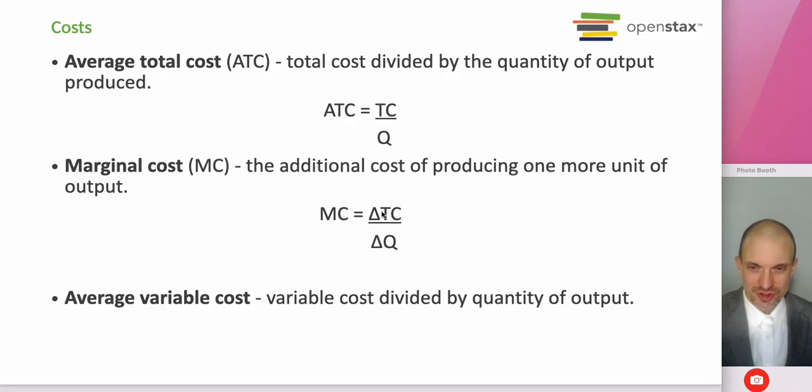This delta just means change. So this is like change in total cost over change in total quantity. So I'd have my current total cost minus my previous total cost, over my current output minus my previous output. That'd be the change. That's all that's doing. Average variable cost is the variable cost divided by the quantity of output. Okay, so that's just VC divided by Q.